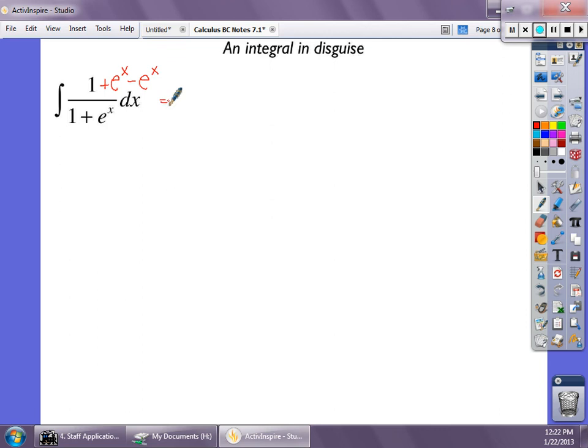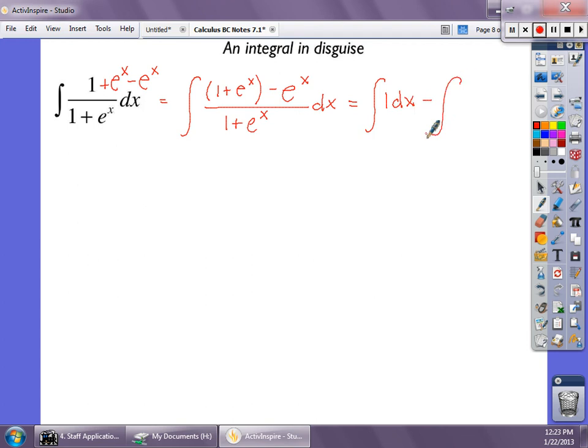And so what I'm going to do now is group a couple terms together when I rewrite this. This is going to be the integral of 1 plus e to the x, I'm going to group those together, minus e to the x, all over 1 plus e to the x dx. So that when I simplify this, we'll have 1 plus e to the x over 1 plus e to the x. Well, that's just the integral of 1 dx, and then minus the integral of e to the x over 1 plus e to the x dx.